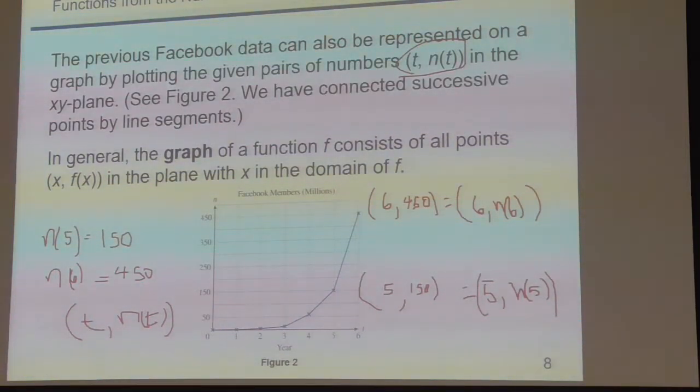All right? In general, the graph of a function f consists of all points x comma f of x in the plane, with x in the domain of f. Okay? Any questions about that? So this is very convenient. So get used to that.